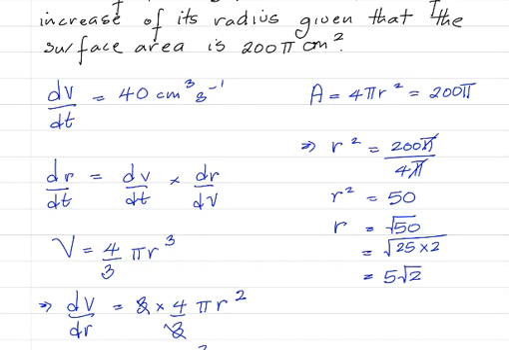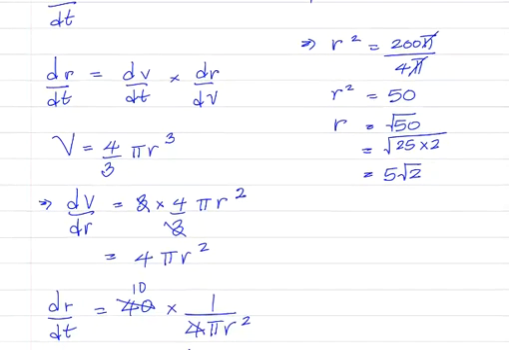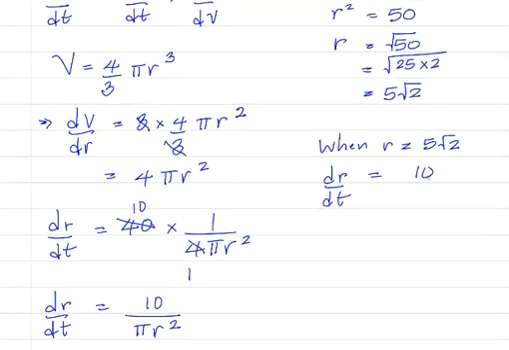Now, what we're being asked to find is the rate of increase of the radius, given that the surface area is 200 pi centimeters square. So if the area is 200 pi centimeters square, the radius is 5 root 2. Now, when r is equal to 5 root 2, dr by dt is equal to 10 over pi times r square. I think r square was 50. From here, r square is 50. So this is equal to 10 over 50 pi.